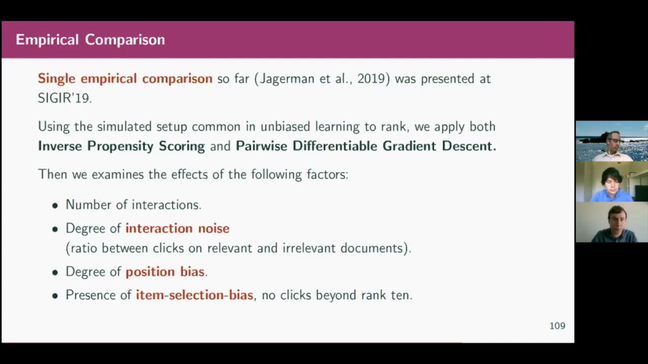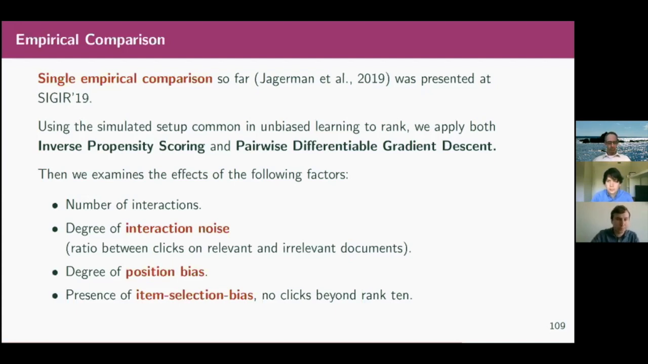Some of the factors that we analyze here are, for example, the number of interactions, the degree of interaction noise, so how many clicks happen on relevant versus non-relevant documents, the degree of position bias, so what happens when there's a lot more extreme position bias, and also the presence of something we call item selection bias, which is a type of bias where we assume there are no clicks beyond rank 10, which is a common thing that happens in web search where people look at the top 10 results but neglect to go to the second, third, fourth page of the result list.